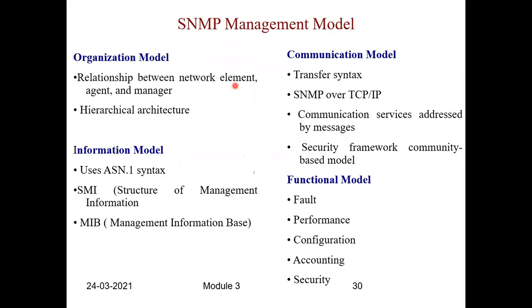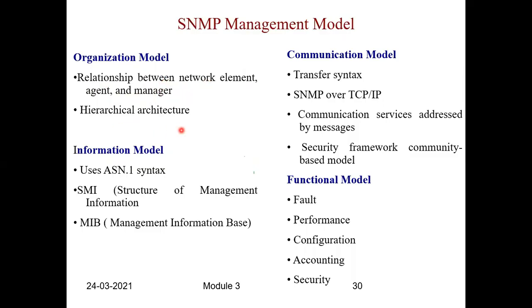So now we will go into the details. The third aspect of internet management is SNMP. Now, in SNMP we have these 4 models, the same way as in OSI, and the names also remain the same. We have the SNMP organization model, information model, communication model, and functional model. So what is the organization model? This you already know: it is the relationship between the network elements, agent, and the manager. And it's a hierarchical architecture.